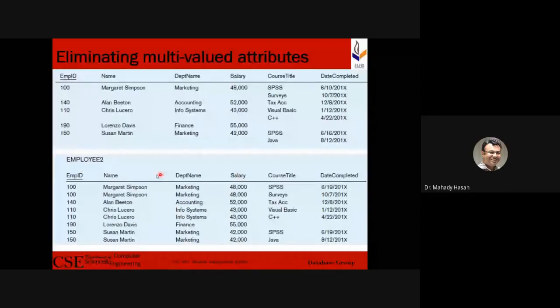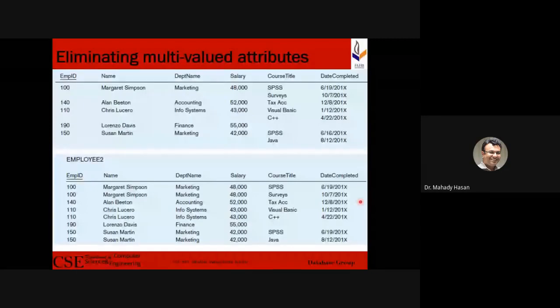So combining any of these with employee ID won't make any difference, because they can be identified by employee ID. Are you getting it? Yes, sir. So these four won't work.